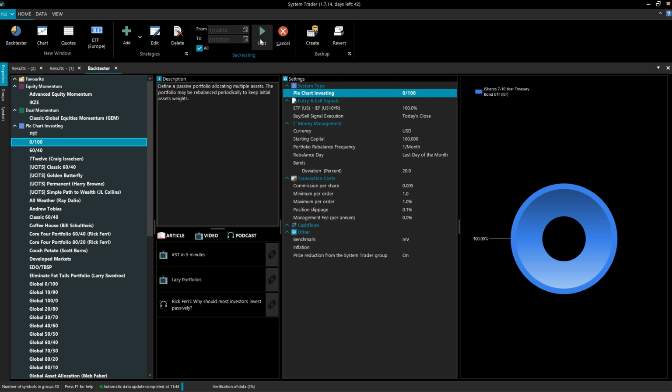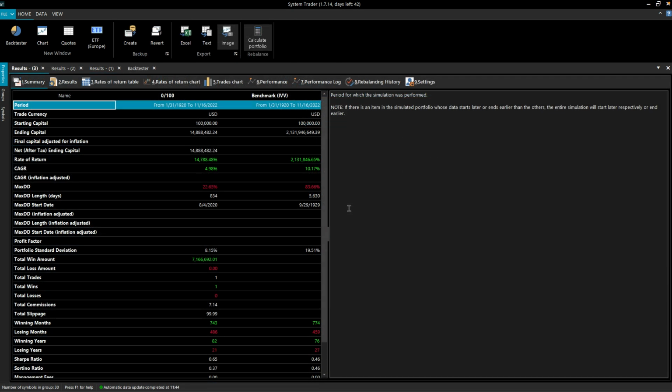And now let's see what will happen. What is the difference between stocks and bonds in the very long run? And voila, here are the results. And as we can see, portfolio 0-100, which is built in 100% of bonds, is having CAGR on the level of almost 5%, whereas CAGR for S&P 500 is over 10%. So you can say that stocks are really growing much faster than bonds, but there is a price for it.